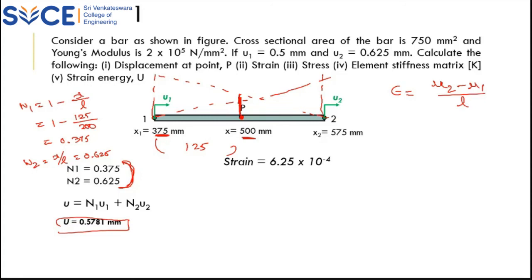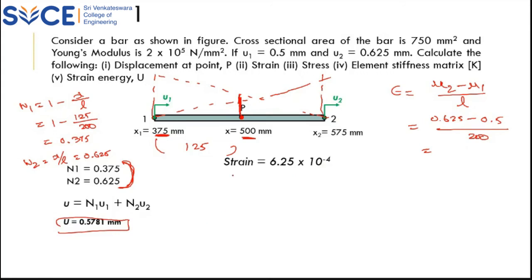So strain is u2 minus u1 divided by L. So change in length by original length. Change in length is u2, which is 0.625, minus u1, which is 0.5. And L, what is your L? 200. Right? So 0.625 minus 0.5 divided by 200. You are getting 6.25 into 10 power minus 4. So that is my strain.